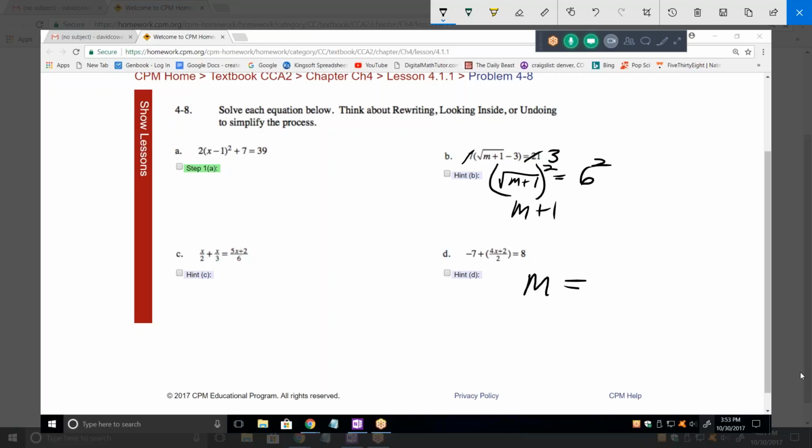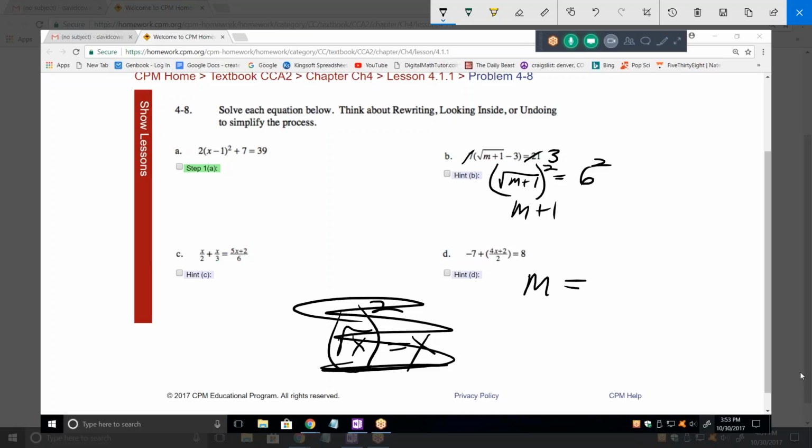Okay. In other words, when I got the square root of x, and I square it, that's equal to x. Yep. No matter what x is, always. Square root of 17 squared is 17. Okay, so that's equal to 36, which is 6 squared. And so m equals 35. Is there any plus or minus needed here?